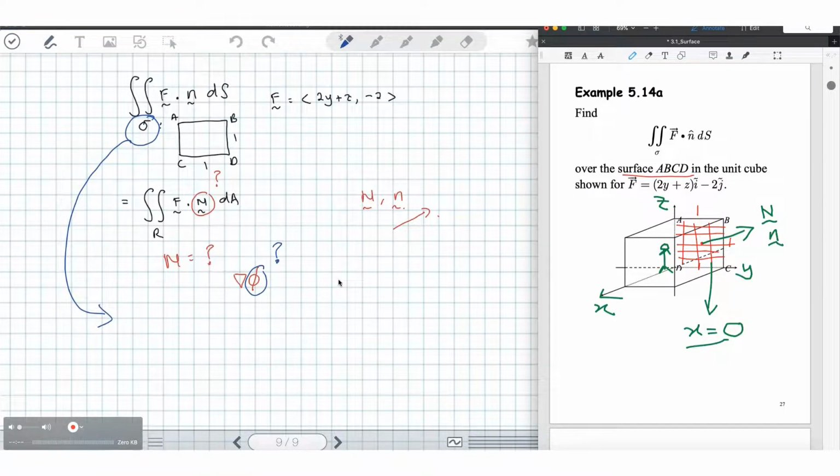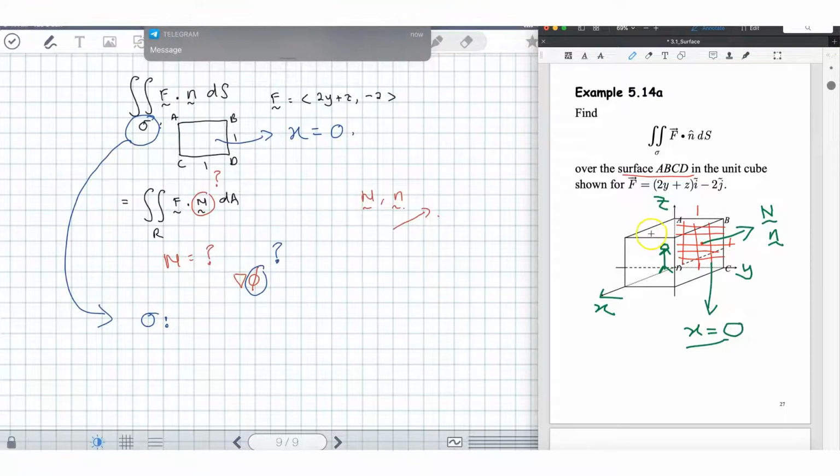We know that the surface is this plane, where the equation of this plane, or the function of this plane, is x equal to 0. That is the equation, simple. In this case, we only have x equal to 0, so we have to accept that to be a function or equation. So the surface function, from the given sketch here, is x equal to 0.